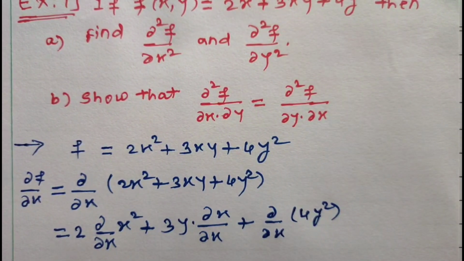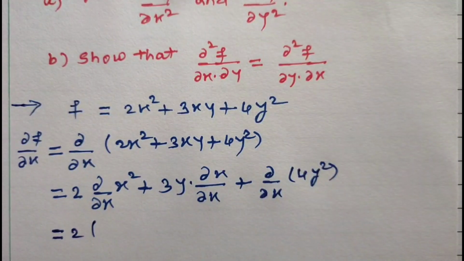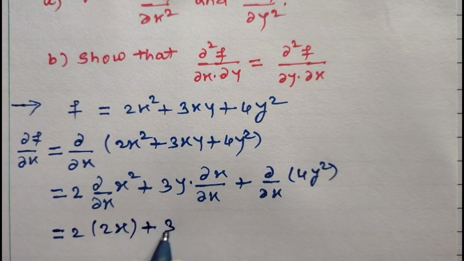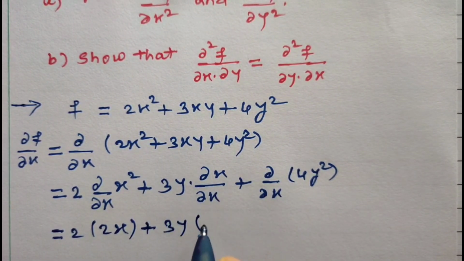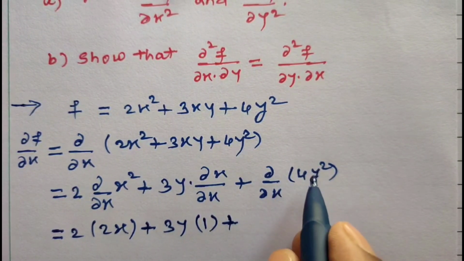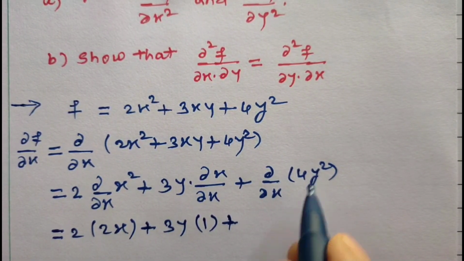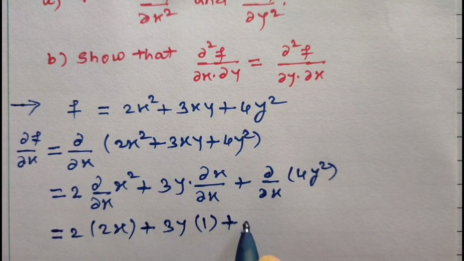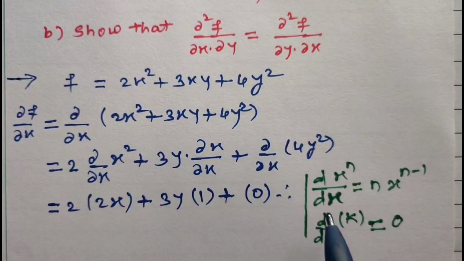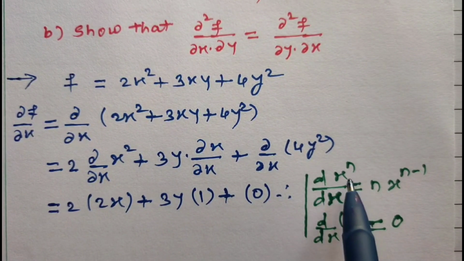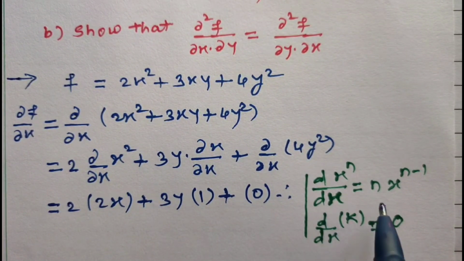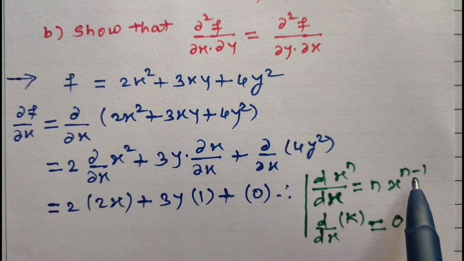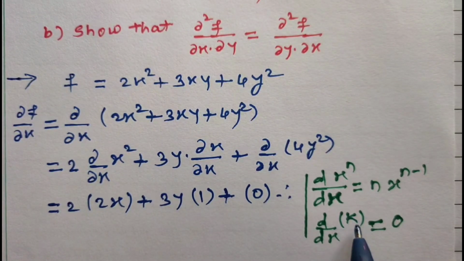So this is equal to 2 times the derivative of x square, which is 2x, plus 3y into the derivative of x with respect to x, which is 1, plus the partial derivative of 4y square, which is a constant function of variable y, with respect to x, that will be 0. We use these two formulae: the derivative of x to the power n with respect to x is n into x to the power n minus 1, and the derivative of a constant k with respect to x is 0.